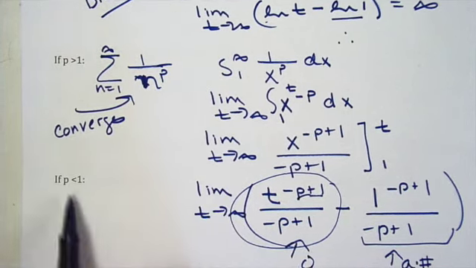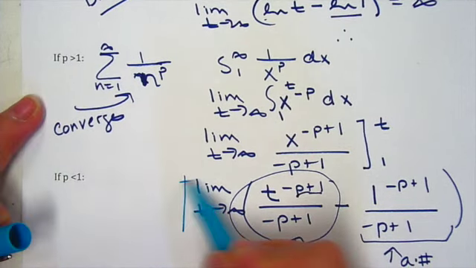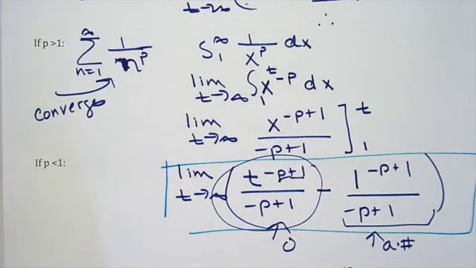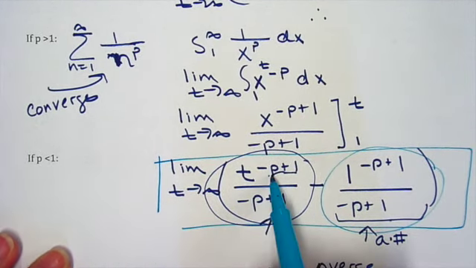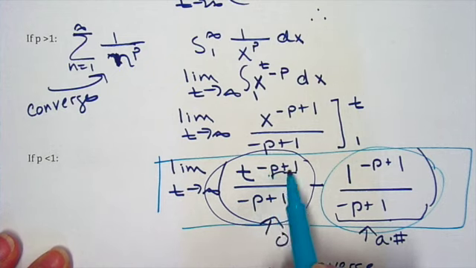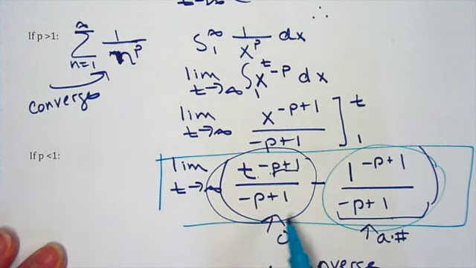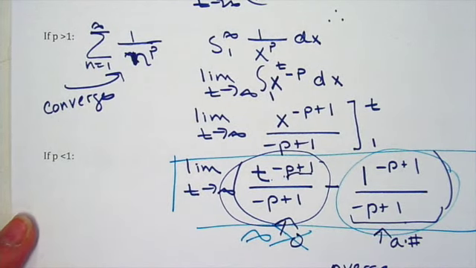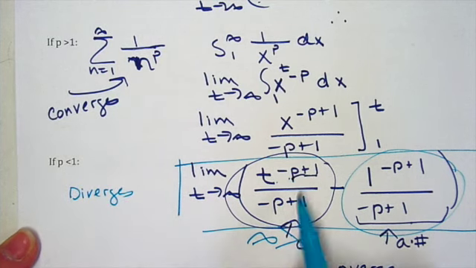Okay, now let's look at the scenario when p is less than 1. Now we're still going to look at this because the antiderivative doesn't change. We're just going to think about what happens if p is a number less than 1. So let's try 1/2. Again, this is still going to be a number. That doesn't change. But if this is a number less than 1, like negative 1/2 plus 1, the t is going to stay on the top. So that means when I plug in infinity, this fraction will actually now go to infinity. So infinity plus or minus any number is still infinity. So this is going to diverge because this is going to diverge.